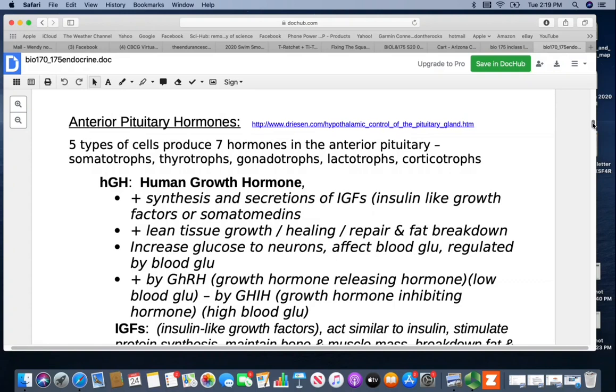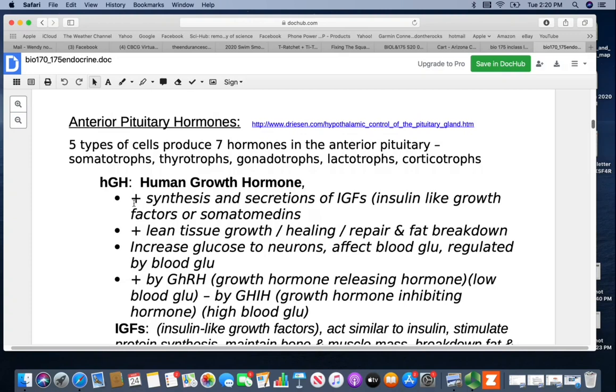So looking at our anterior pituitary hormones, there's 5 types of cells that will produce 7 hormones: somatotrophs, thyrotrophs, gonadotrophs, lactotrophs, and corticotrophs. So the first one is human growth hormone, and we abbreviate it as HGH.